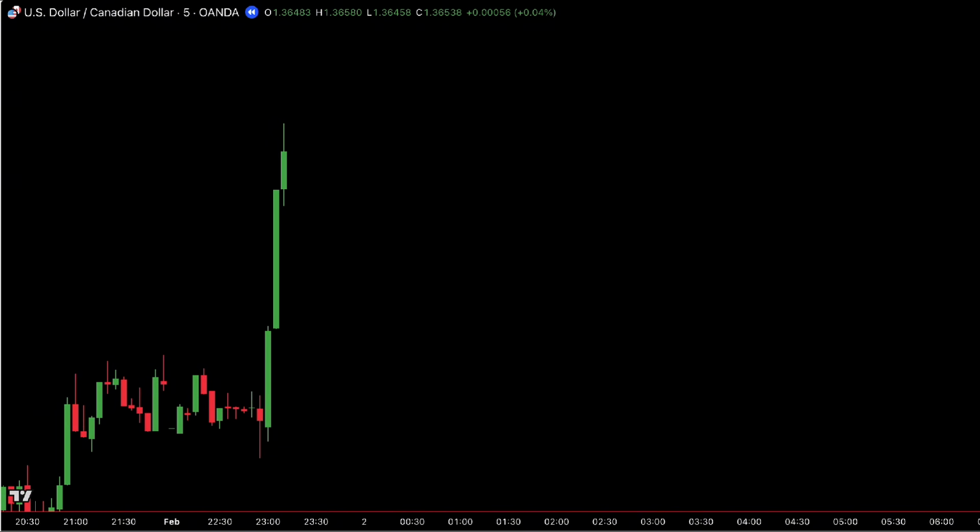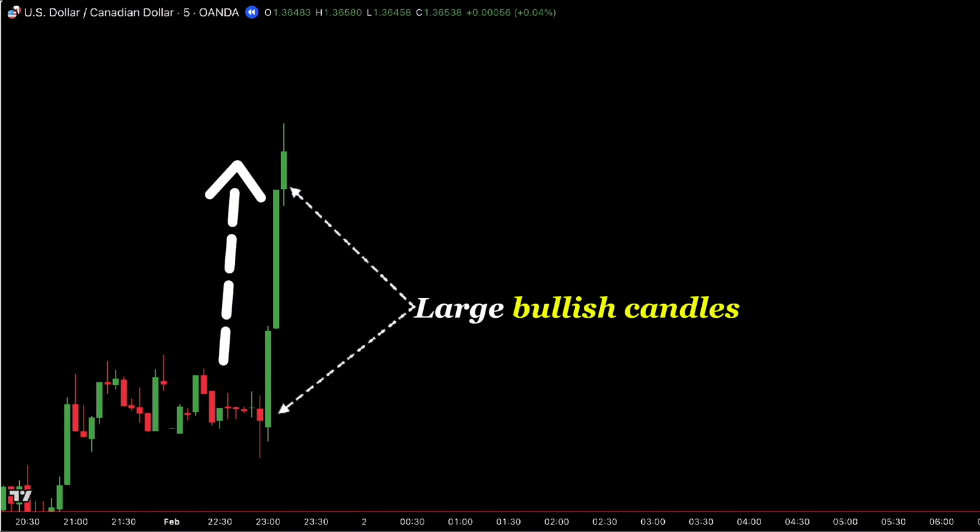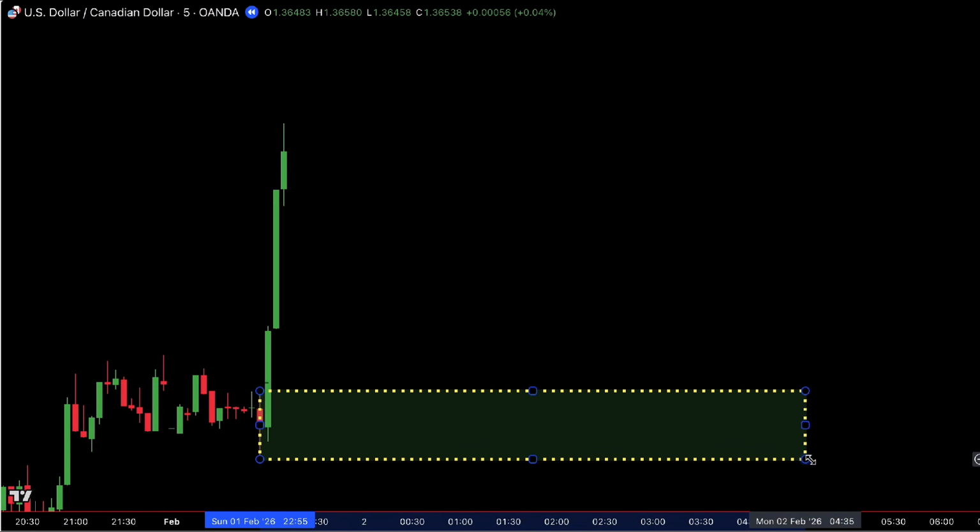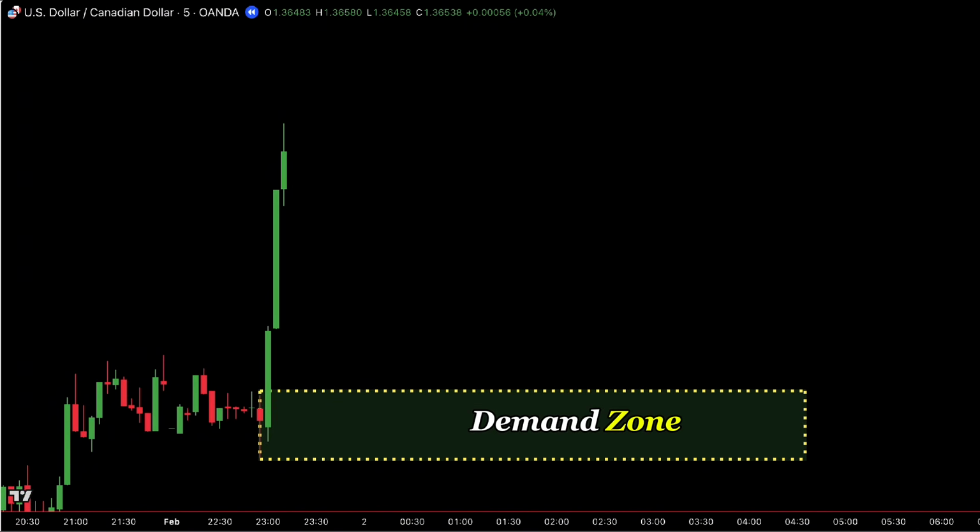Look at this chart. You can see the market making a strong move up with large bullish candles and almost no pullback. This kind of move usually comes from institutions. Retail traders don't create moves like this, and the beginning of that strong move is called a demand zone. This is the area where institutional buying started. Now watch what happens next.